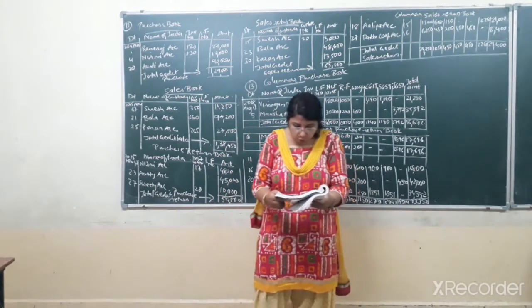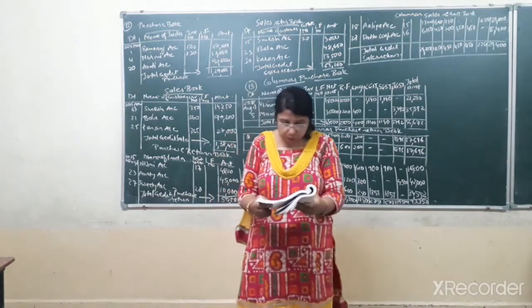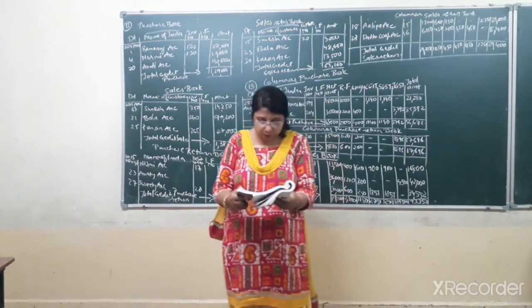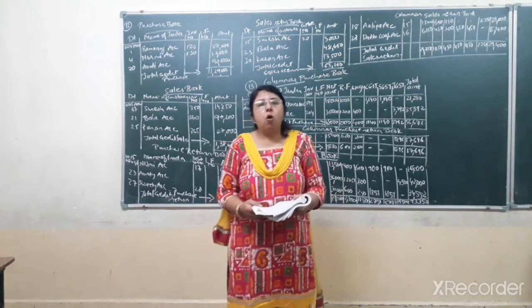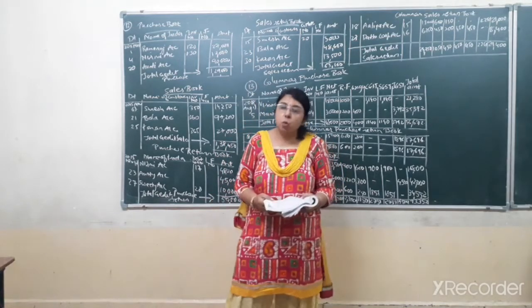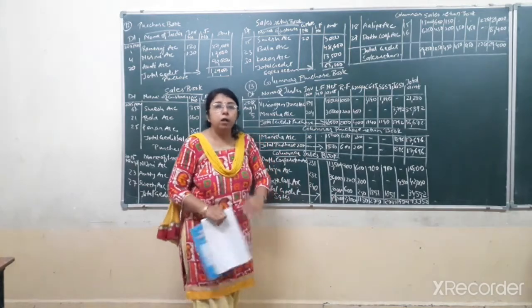Okay. Next date, that is 11th date. Goods of 15,000 sold to Dattu Corporation at 10% rate discount, labor charges 600, railway freight 900, invoice number 231. Now this is a sales book transaction. We have sold the goods, so it will come in the columnar sales book.